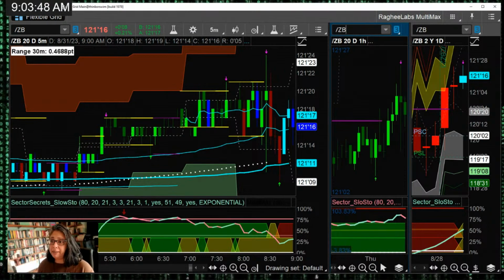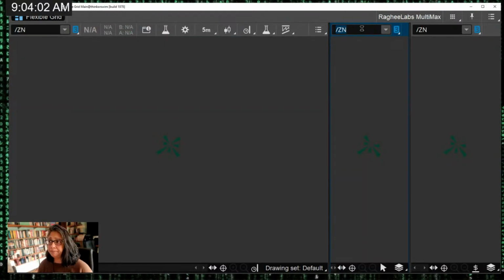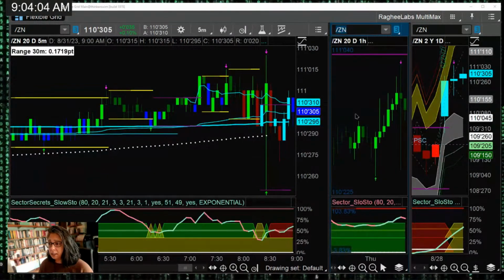And really, I think here's the most important thing if we're looking for just a really basic assessment. Right there, we're trading higher. I mean, in the most basic way, are we higher than yesterday's close? And so we can see that really clearly. How about the ZN, our 10-year? Let's take a peek here.